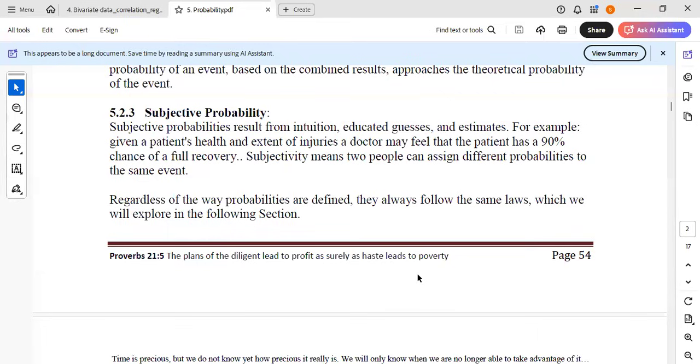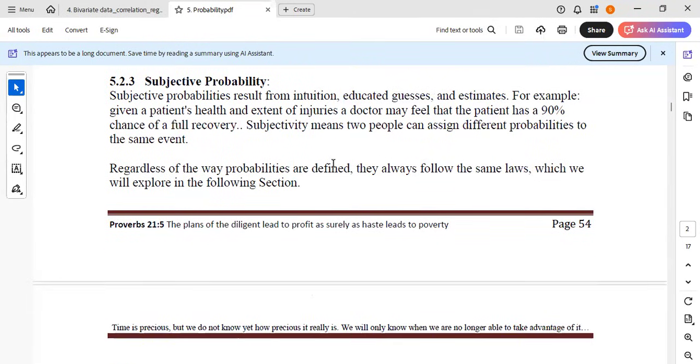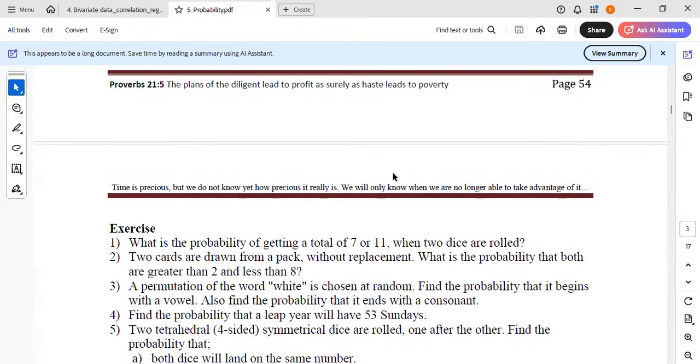So that is subjective. It is from previous experiences, and then you're able to tell the chance. Okay, and you refer to it as an educated guess because it's not just any other guess. Okay. But now we are saying, regardless of the way probabilities are defined, they always follow the same rules, which we'll explore in the other section. Okay.